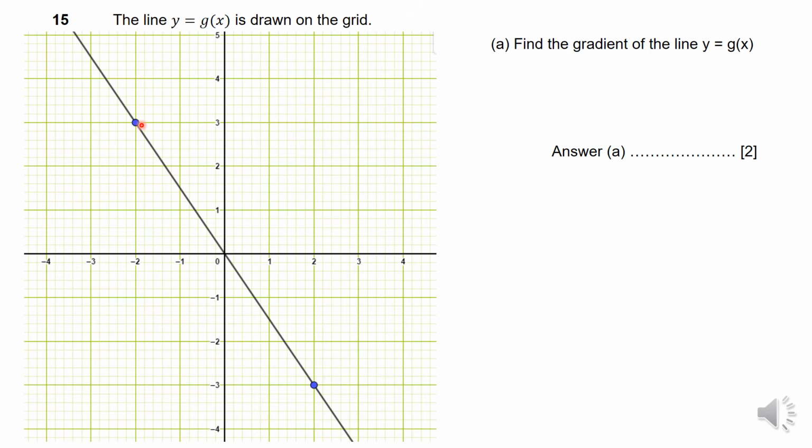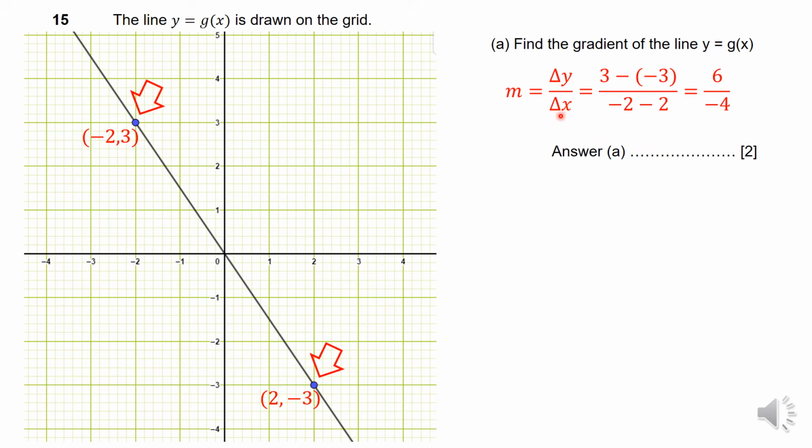I have highlighted 2 points here. I have the point -2, 3, and also the point 2, -3. Since I have 2 points given, I can calculate the gradient. Correct? Gradient is delta y over delta x. So I take one y value, subtract another y value, and then take the corresponding x value, subtract the other x value. That gives you the gradient as -1.5.